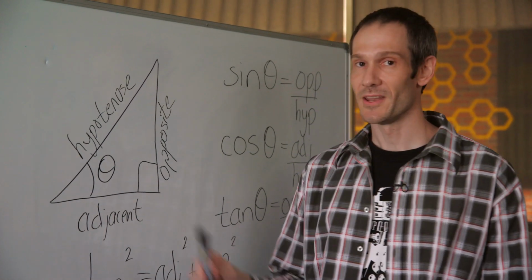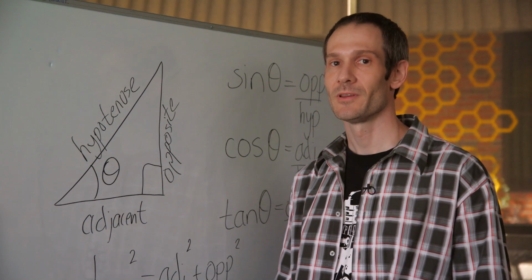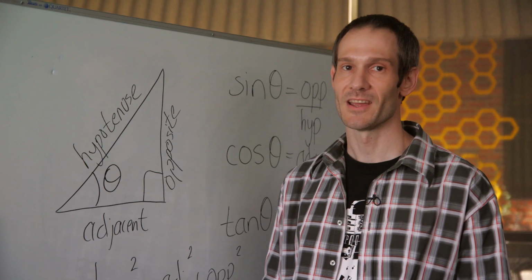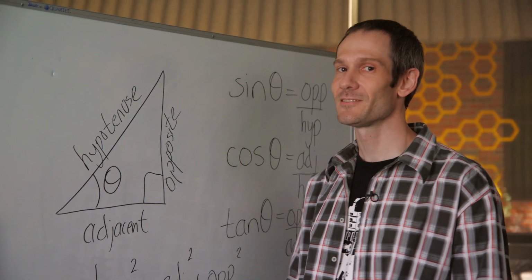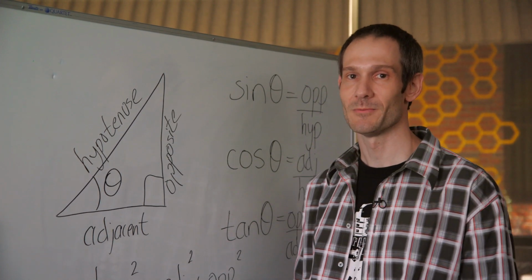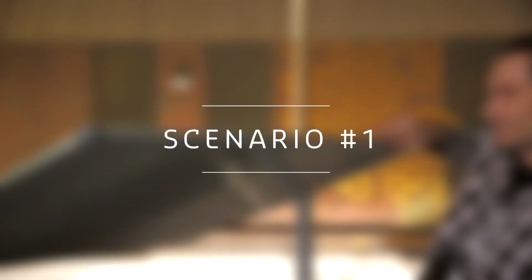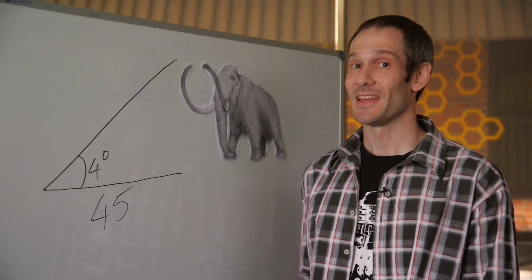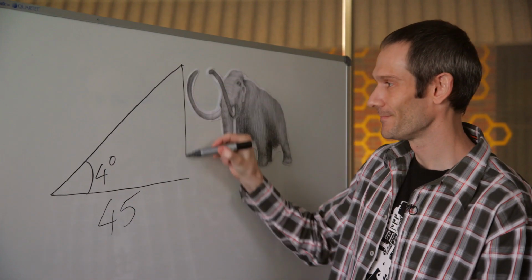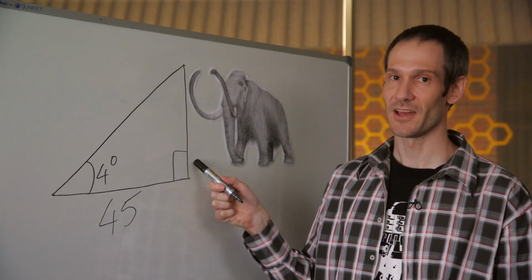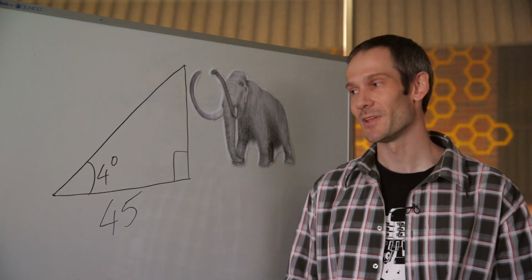Also, if you're trying to determine any unknown angle within the triangles, it also helps to use the fact that all the angles in a triangle must add up to 180 degrees. So let's return to our initial problem of trying to determine the height of our woolly mammoth. So here we basically have a right angle triangle. What we'd like to do is determine this side length here, that is the height of the woolly mammoth.